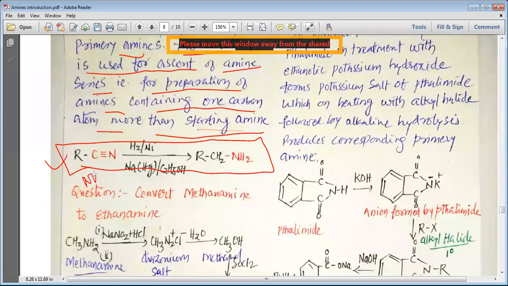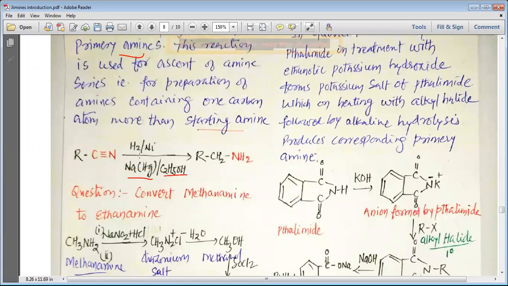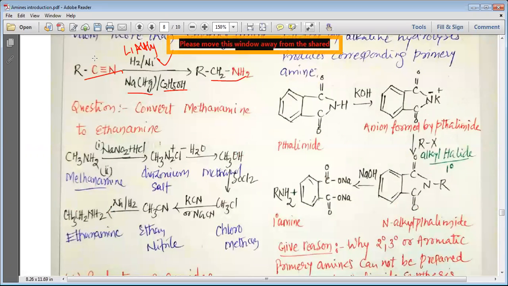You have the nitrile compound. This nitrile compound, when it reacts with sodium amalgam in ethanol, is reduced by hydrogen in the presence of nickel, or we can even use LiAlH4, lithium aluminum hydride. So by using this LiAlH4 also, we can produce alkyl methanamine from the nitrile. So RC triple bond N gives us RCH2NH2. This C is converted to CH2, and this N is converted to NH2.